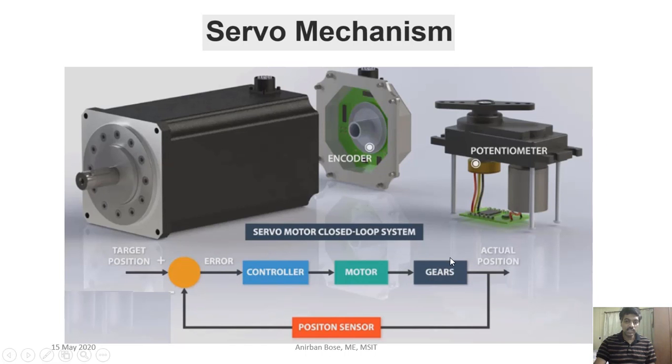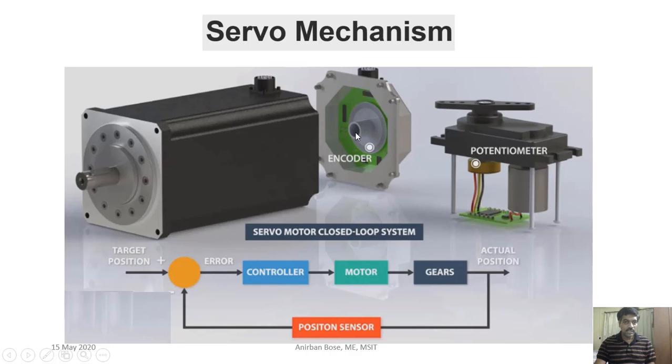So here you can see what is the closed loop system within the servo motor. Here you can see this is the basic motor, and this one is connected at the end, which is the encoder. Encoder is basically a sensor that sends the position and the speed of the motor.